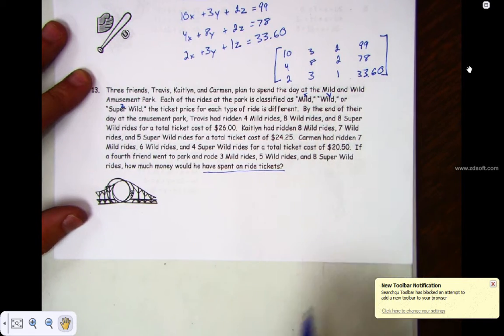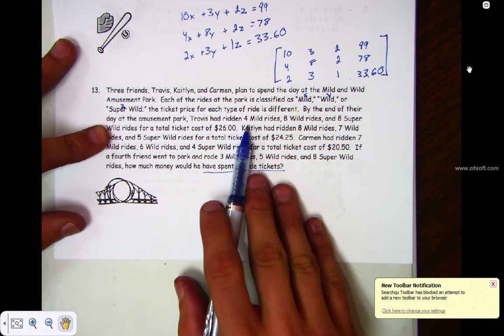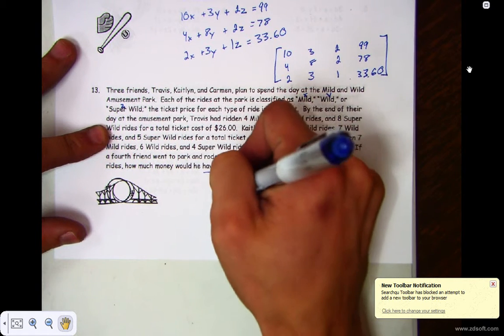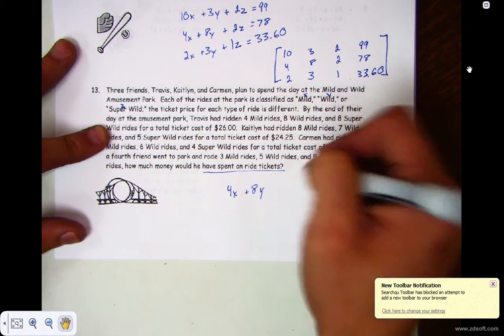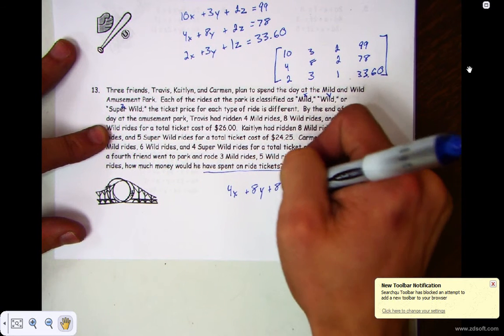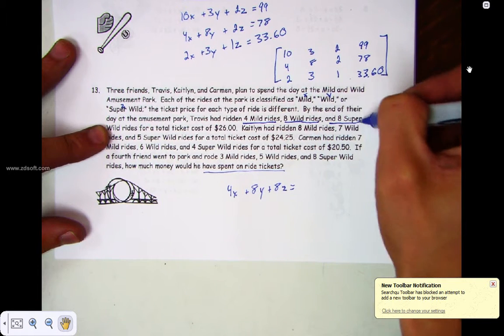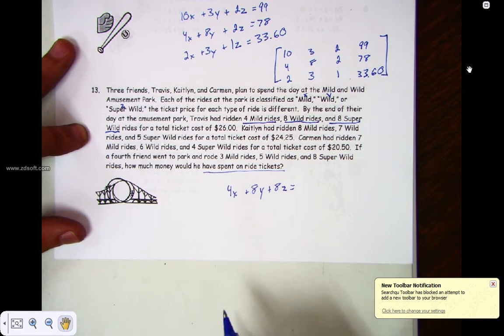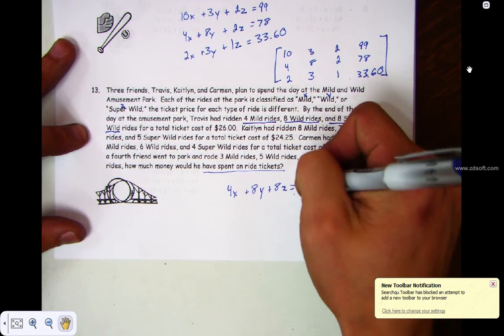for super. So this person, Travis, had ridden 4x plus 8y plus 8z. See, right here. And that total cost was $26 for all those rides. So equals $26.